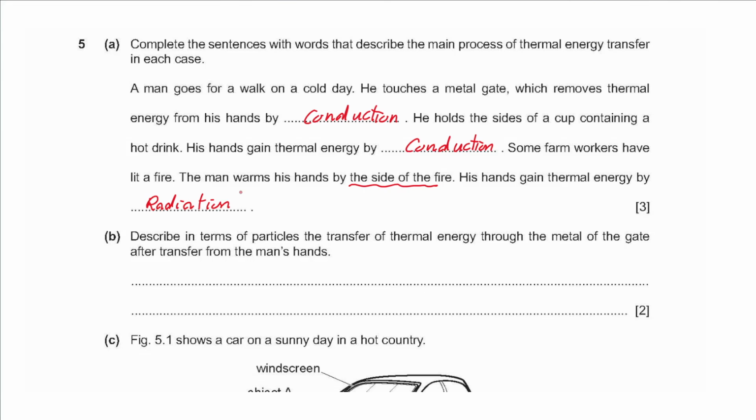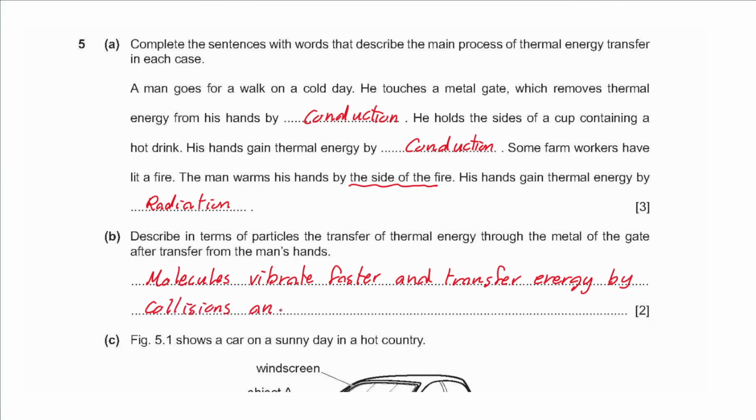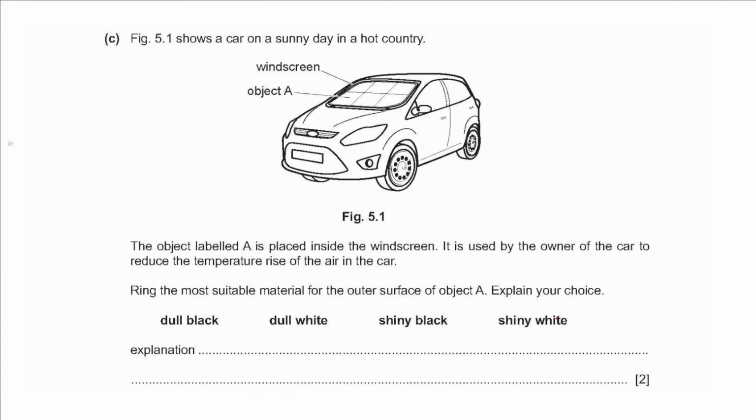Question B says, describe in terms of particles the transfer of thermal energy through the metal of the gate after transfer from the man's hands. We can say molecules vibrate faster and transfer energy by collisions, and free electrons also move through the metal from atom to atom. Question C says, figure 5.1 shows a car on a sunny day in a hot country.